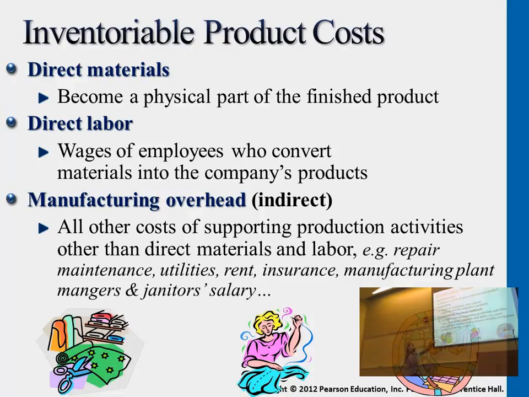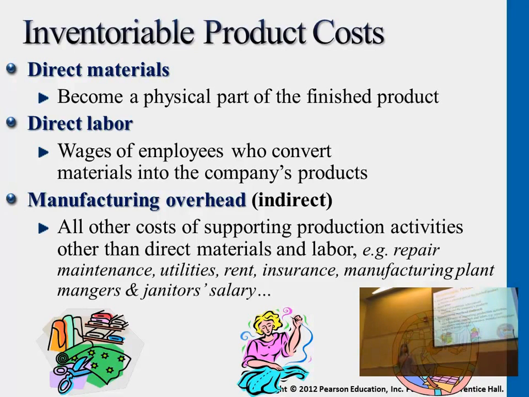Manufacturing overhead, the category that consists of all the other indirect costs. Lump sum it together, call it manufacturing overhead. To be more specific, we can also classify into indirect material and indirect labor. One example could be a janitor's salary, indirect labor, since the janitor cleans up the entire manufacturing site, not just an area for one particular product.